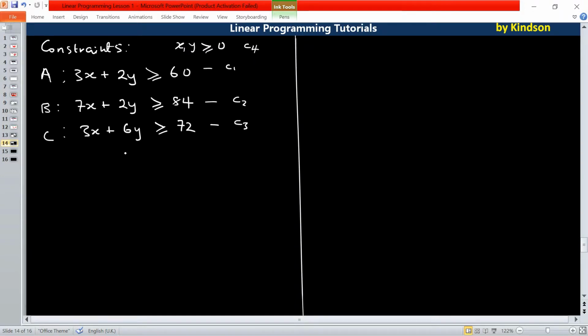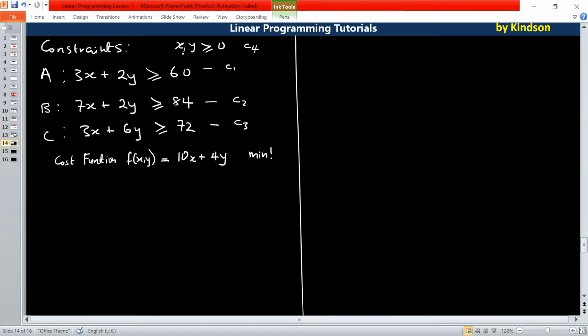Permit me to also write out the cost function, so that we'll be looking at it as we work. The function f of x and y is equal to 10x plus 4y. So we want to minimize this.